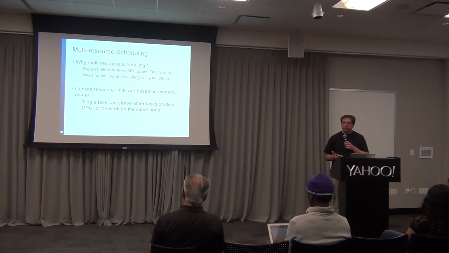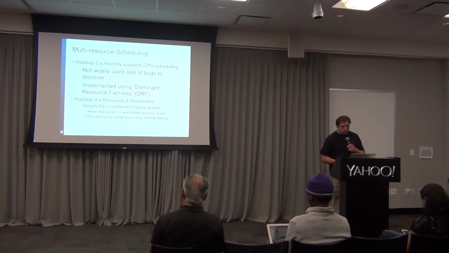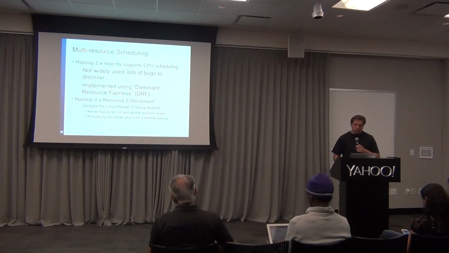Current resource limits are based on memory usage. So first one in wins. If I want to use a bunch of CPU, I'm going to get it because I'm the first one there and everybody else starves on CPU. With Hadoop 2, they recently introduced CPU scheduling as well. It's not widely used. There's lots of bugs to discover. We're not running it at LinkedIn because we need to investigate it further, but it does look promising.